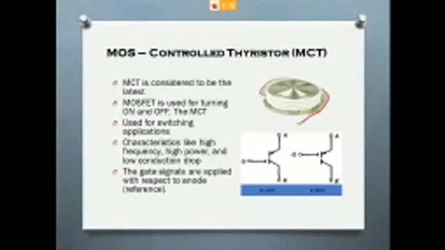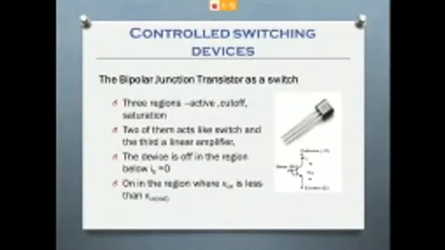So that's all about MCT. The next one, or the third and final type of classification, is controlled switching devices. And the first one would be a BJT used as a switch. Probably most of us know what a BJT is. This also is a 3-terminal device, being the collector, emitter and base. It also has 3 regions: active, cutoff and saturation. In 2 regions it acts as a switch, and in the third one it acts as a linear amplifier. In active and cutoff it acts as a switch, and in saturation it is a linear amplifier.